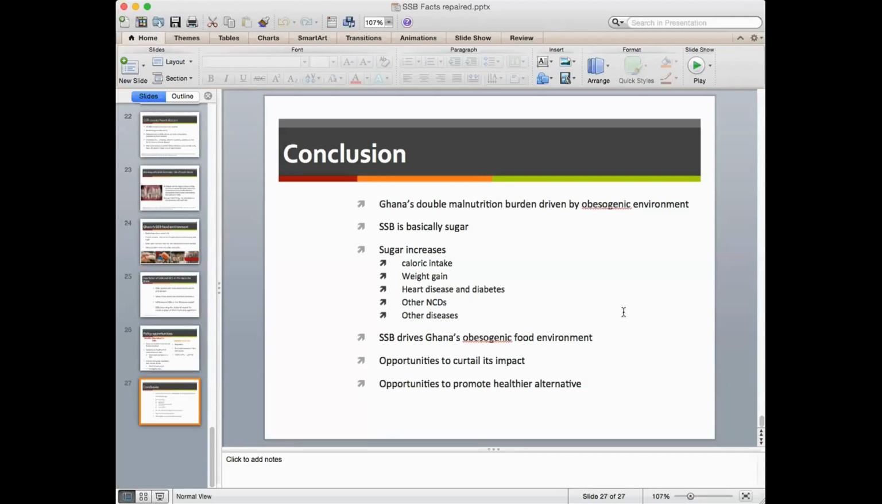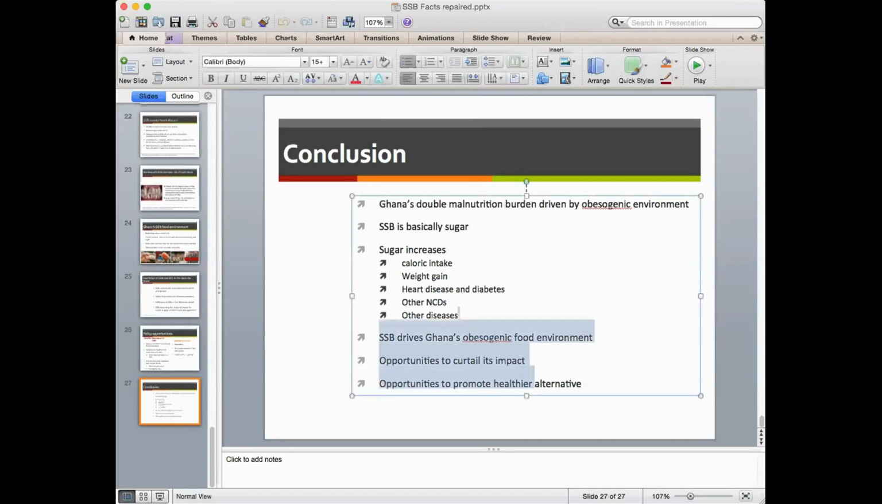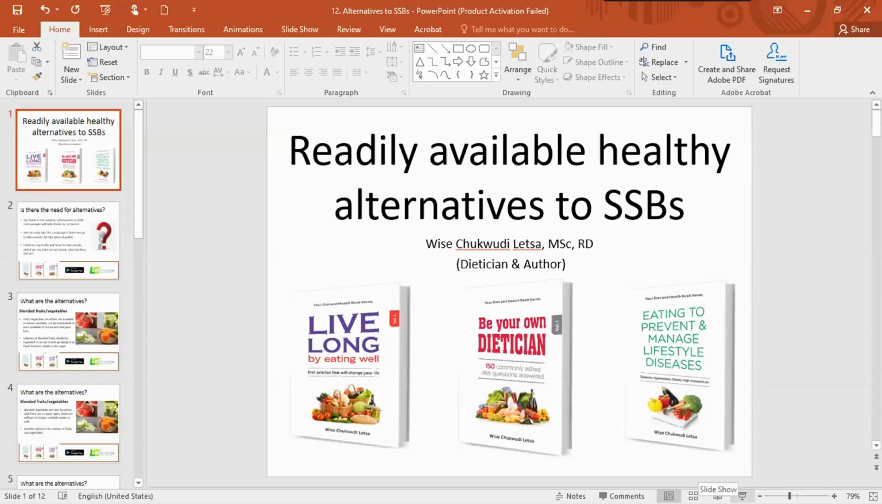Thank you very much, Prof, for your presentation. It's very clear to us. We will take the third presentation, which is what will follow from this: readily available healthier alternatives, so that instead of consuming these SSBs, we know what we should be consuming. We'll have Mr. Wise Lecha do the presentation. Mrs. Okwabi will kindly do a short introduction of Mr. Lecha, and then he will start the presentation for us. Mrs. Okwabi, over to you.